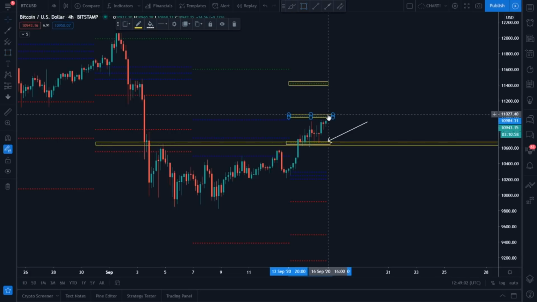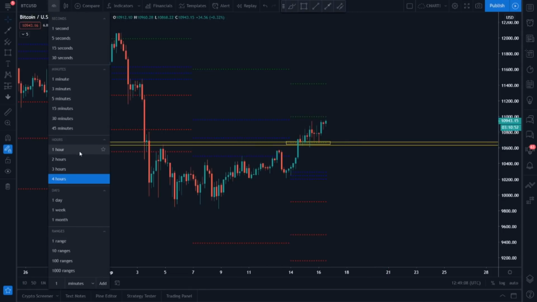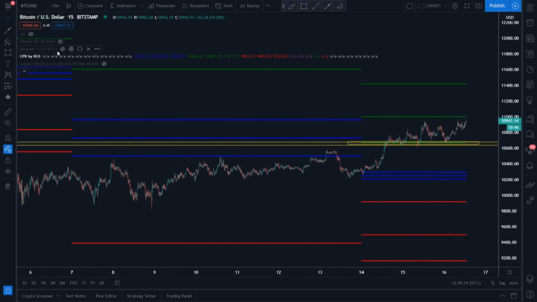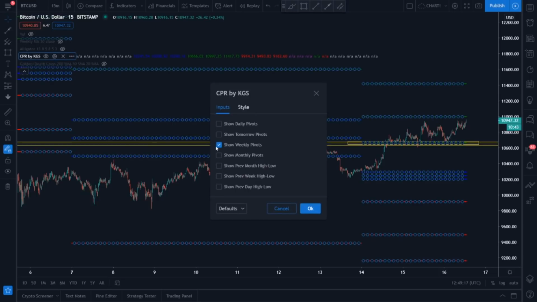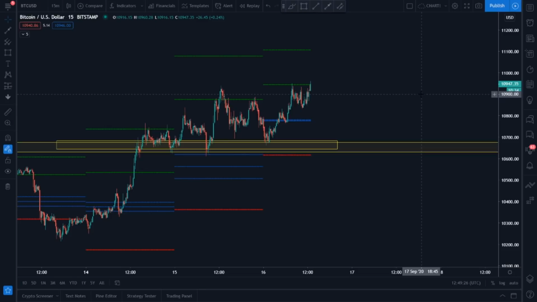So what we are going to do now, we are going to switch the time frame again from 4-hour to a smaller time frame. You can choose the 1-hour time frame or the 15-minute time frame. Let's go for the 15-minute time frame, right? But now we are also going to switch the CPR from weekly CPR to daily CPR. Right now you can see I changed the time frame. I went from daily to hour, and now we are looking at a 15-minute time frame.